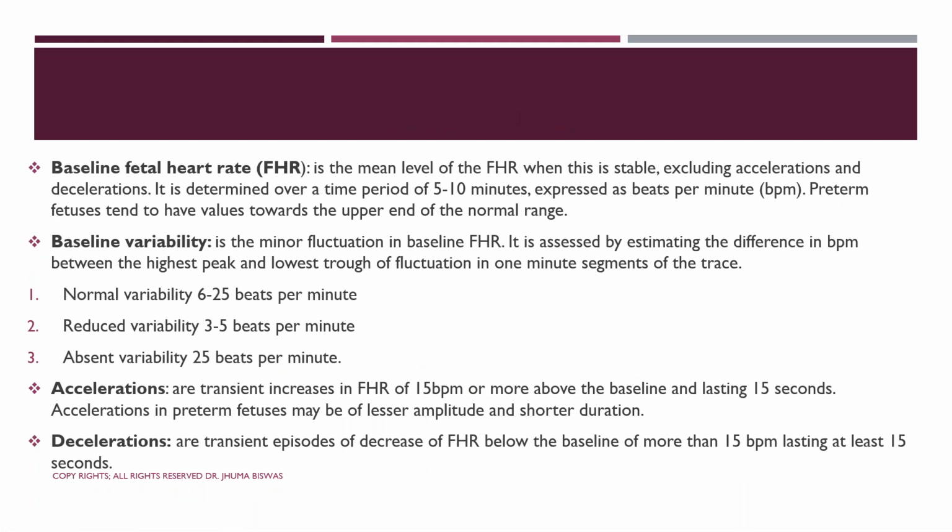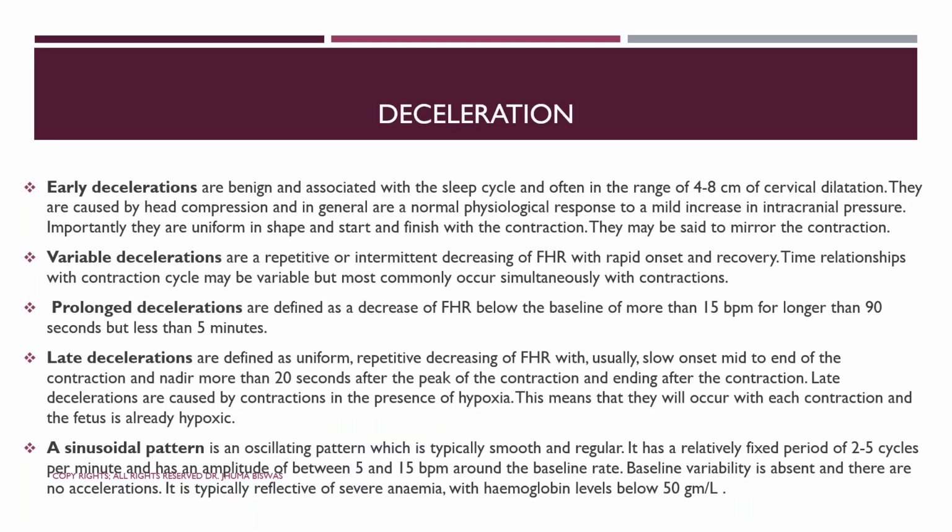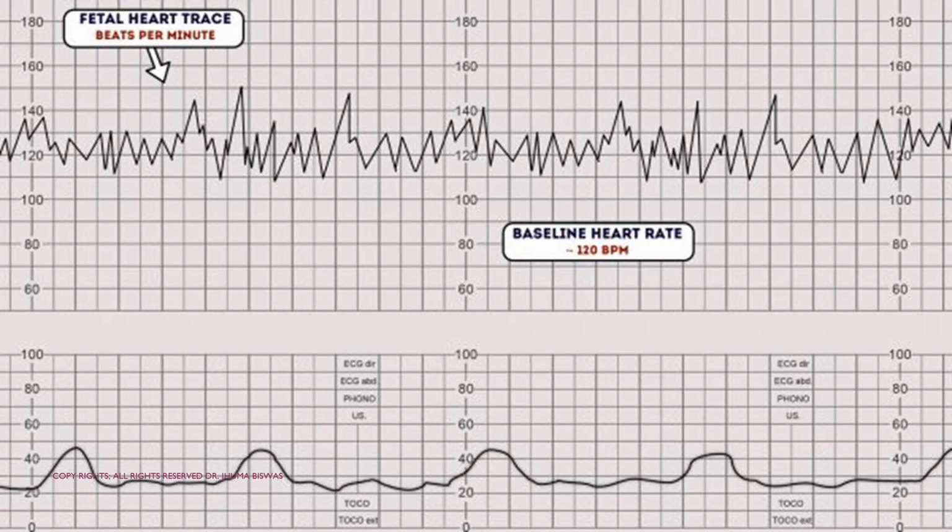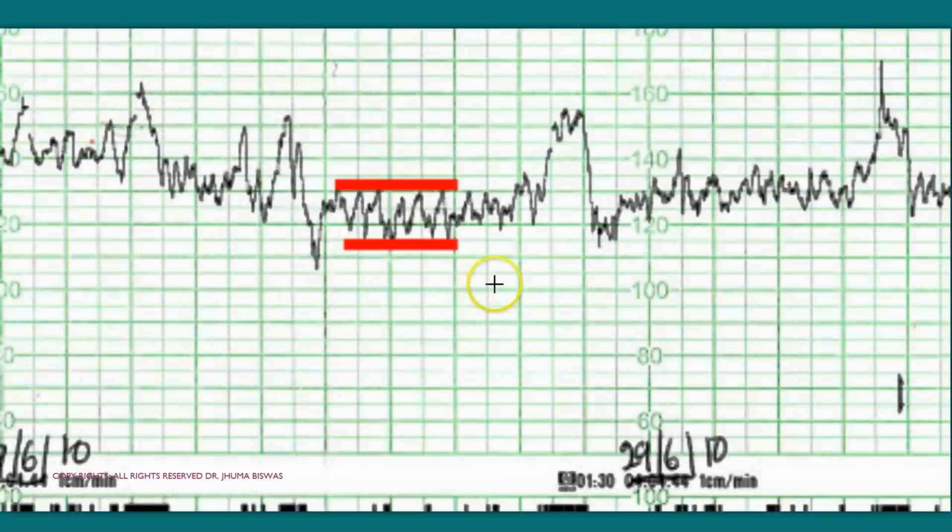Next we see the variability. So how are we going to calculate the variability? When we calculate the variability, we always measure the upper and the lower limit of the baseline heart rate. If we subtract the lower margin of the baseline heart rate from the upper margin, that is the variability. That means you can't calculate it from the acceleration or deceleration. You only need to measure the upper and the lower limit of the baseline heart rate.